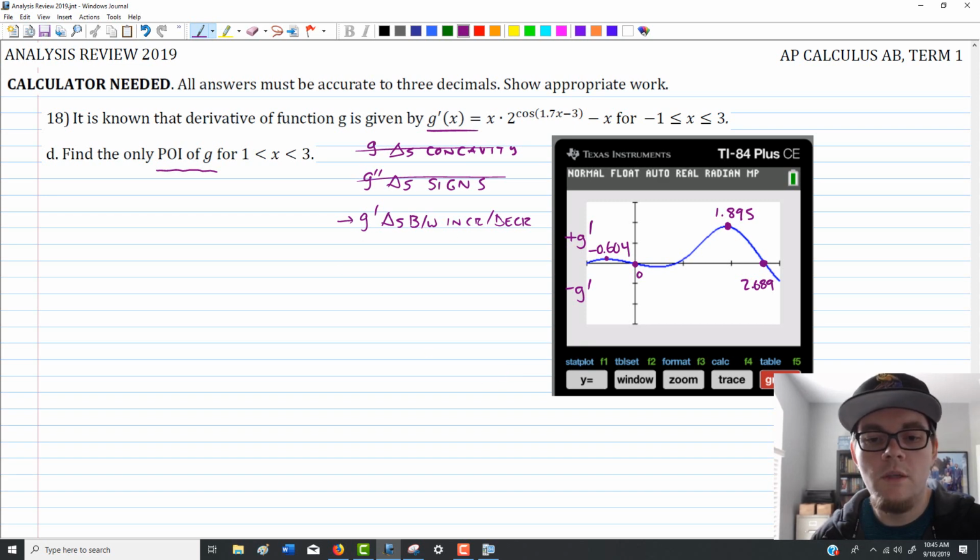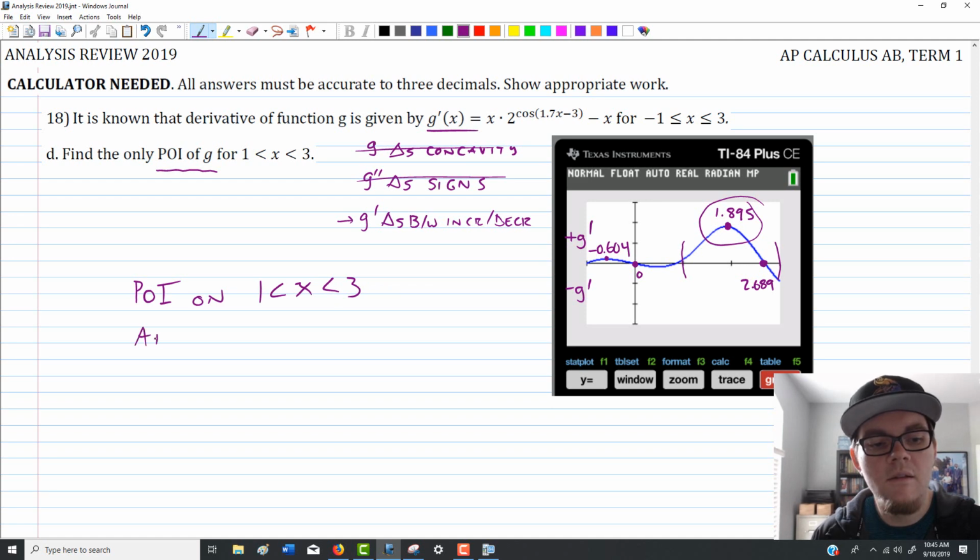So here we go. G prime changes between increasing and decreasing. So we're on the interval from 1 to 3. I only see one high point, and look at that, the one point of inflection on 1 to 3 is at X is approximately 1.895.